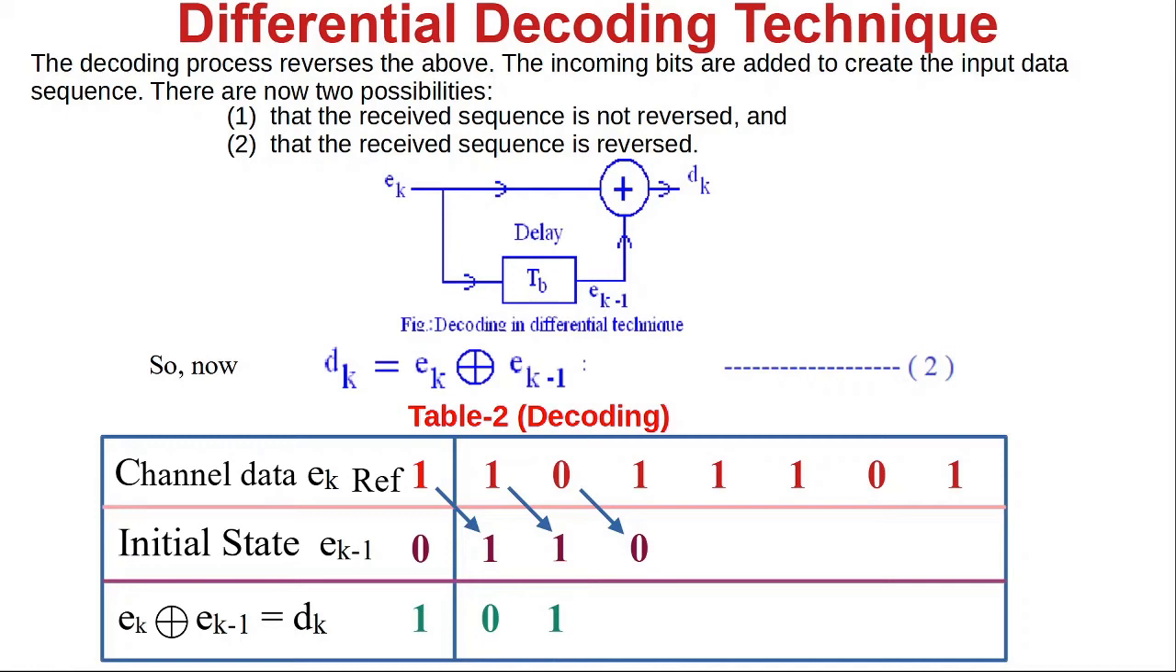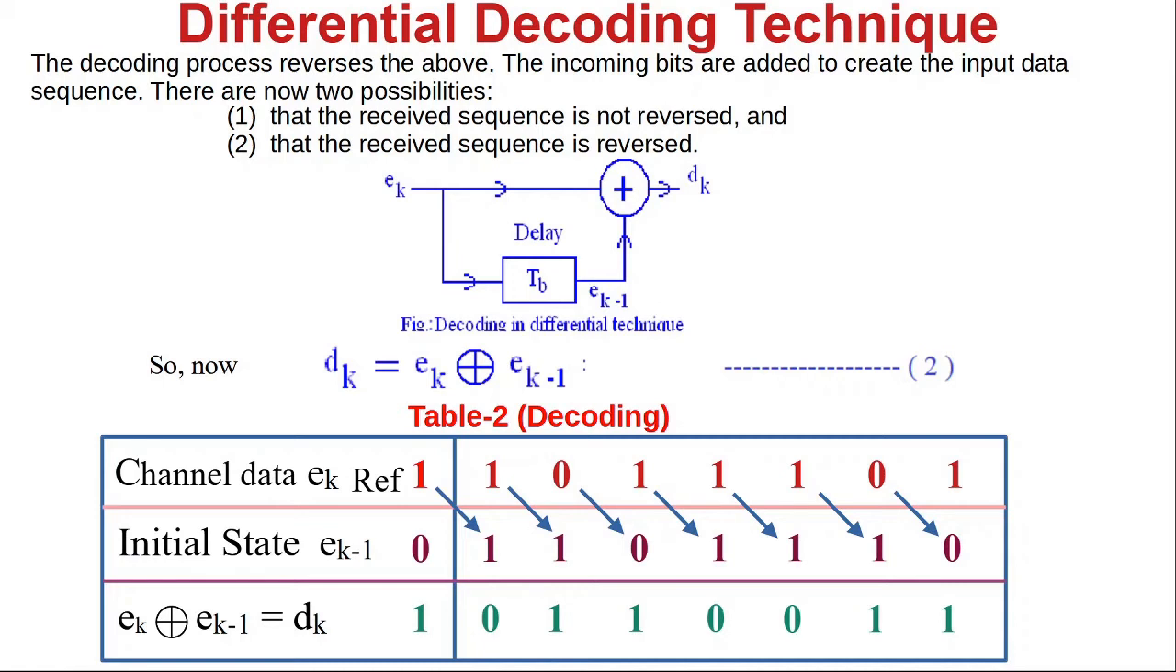So dk will be 1 exclusive or 0, that is 1, and the next initial state will be again 1 and dk will be 0. Next one will be 1, dk will be 0, and next it is 1 and dk will be 0 exclusive or 1, that is 1, and the next initial state will be 0. So dk will be 1 exclusive or 0, that is 1.